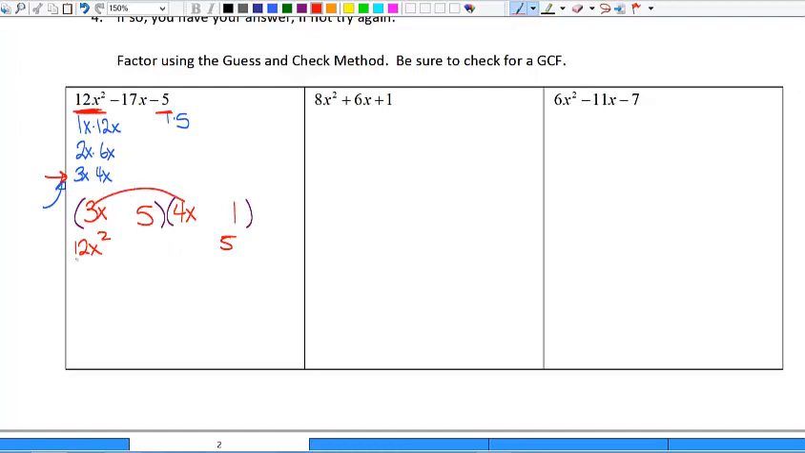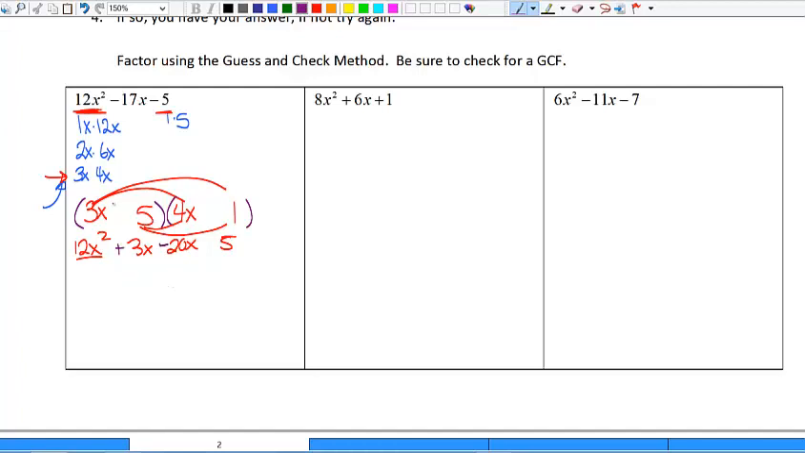When I distribute, I get 12x squared again. Duh, I knew that. I'm the one that picked it to be 12x squared. And then I get 3x, and then I get 20x, and then I get 5. But duh, I knew it was going to be 5. I'm the one that picked 5. So can I use 3 and 20 to get to a negative 17? Sure I can. I can use a negative 20 and a positive 3.